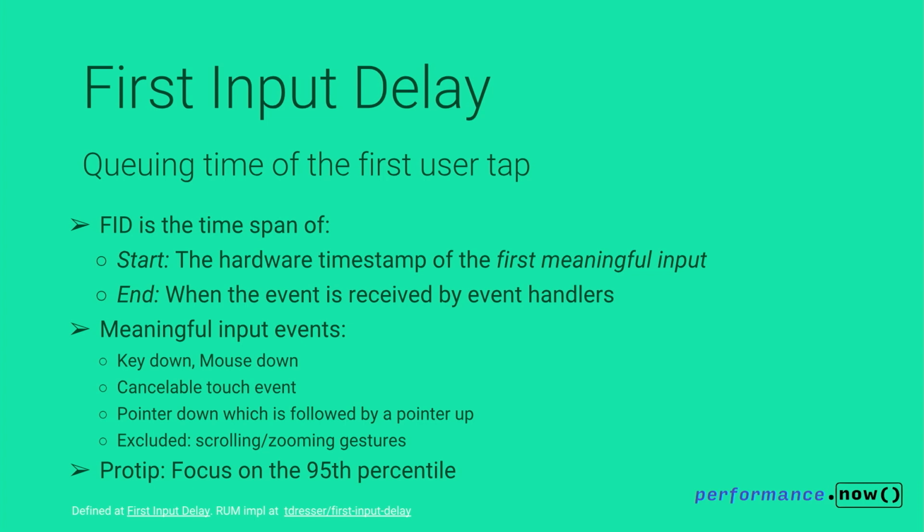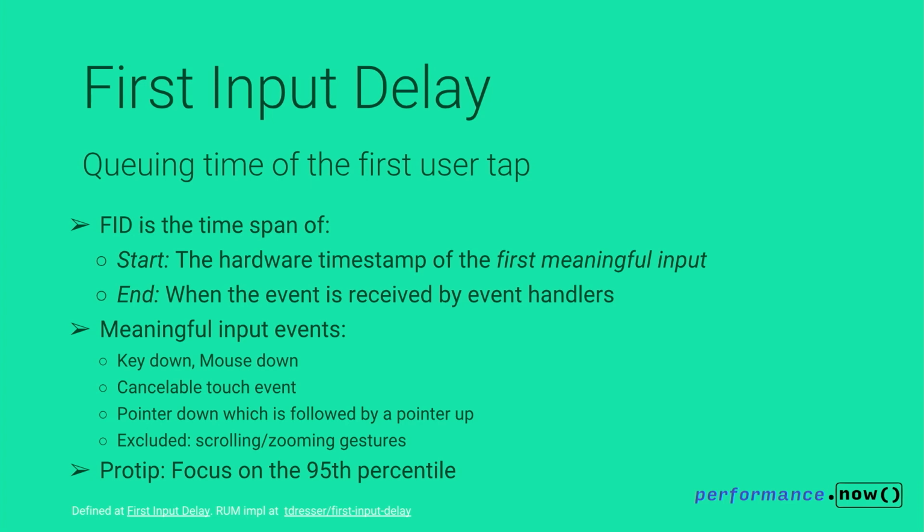But the input delay itself, the measurement, is usually exacerbated by a lot of things happening in the main thread, slowing it down. And so the only other thing I want to point out here is that not all input is something that first input delay cares about, only meaningful input. And it's mostly just taps. Scrolling and panning and zooming are not included as part of this. It's pretty much just clicking, tapping things.